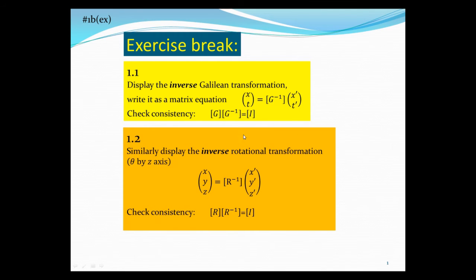And the second problem, closely related: you want to find the inverse rotation transformation for the rotation about the z axis by angle theta. Again, instead of the rotation relating x, y, z to x prime, y prime, z prime, now find just the inverse. Again, you should check that the matrix you find is the inverse, by multiplication, of the rotation matrix. Okay, that's the exercise.